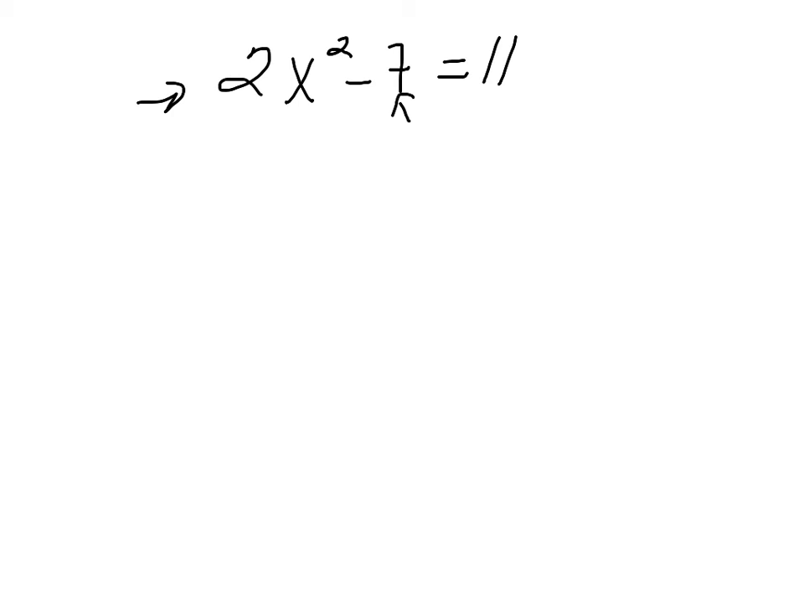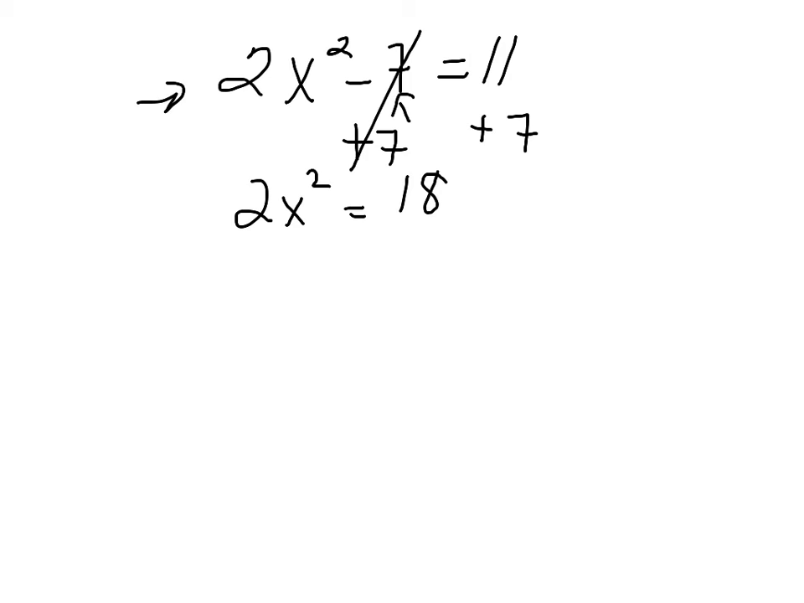Traditional algebraic algorithms teach us that we'll get rid of that 7 first. The 7 is being subtracted, so we undo subtraction by adding. So negative 7 plus 7 goes away. That's what we wanted. So the x squared is a little bit more isolated, but not quite entirely yet. 11 plus 7 gave us the 18 on the right-hand side.